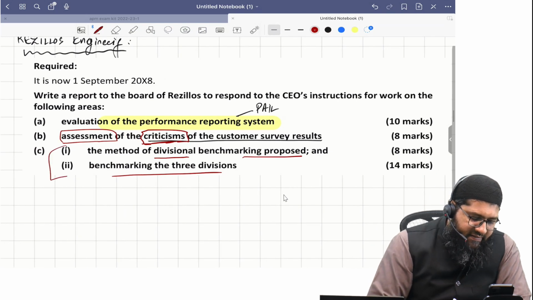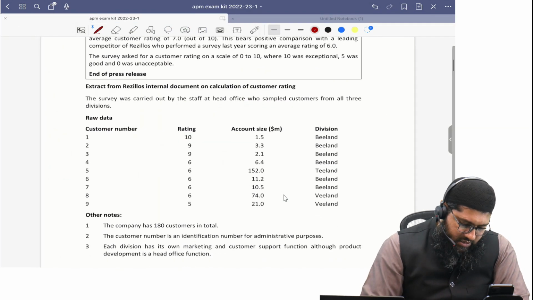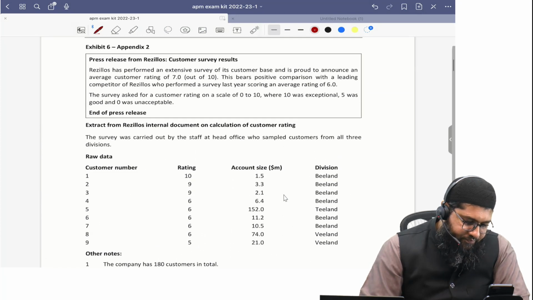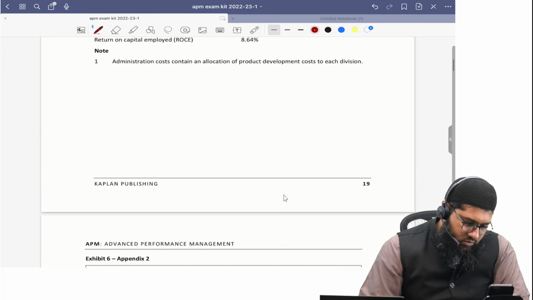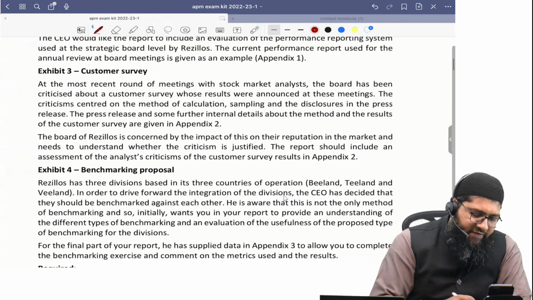I'll go about discussing this, but first of all, I want to do this part B with you people. So I want you people to actually think that this is visible, right? Okay. See, what is the CEO asking? Now, first of all, read this exhibit 3.